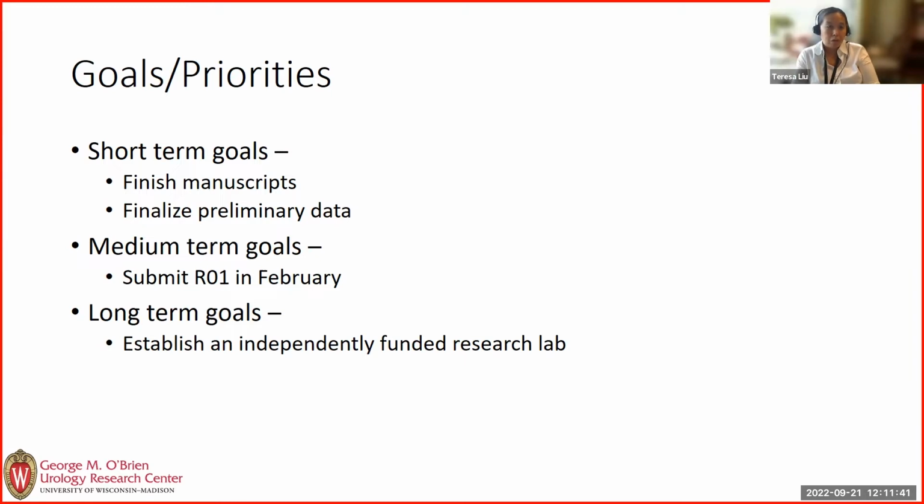But goals and priorities are important because right now the R01 is what I'm working on, and there's a lot of things outside of this that are obligations that I have. I teach, I mentor students, and there's other career development activities that I'm involved in, and anything that I'm doing there takes away time that I could be working on this.